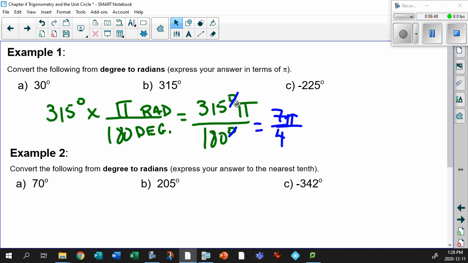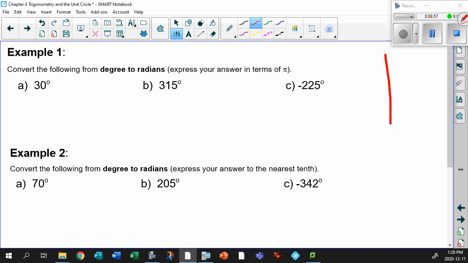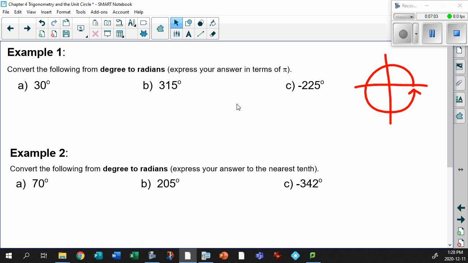So take a look at something like C. Now, in C, we don't really like the negativeness. So think about what negative means. Negative means instead of going this way, going around to 360 degrees, you went from here and you actually went backwards 225. So think about it. That's 180. It's got to be a little bit more. There's your 225, minus 225.